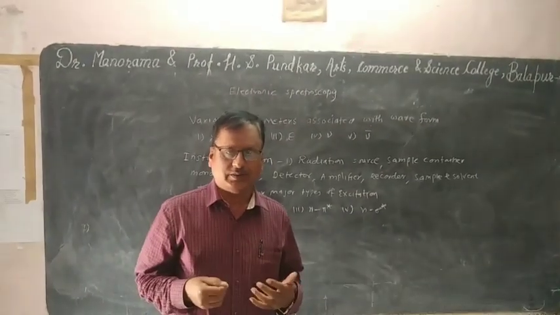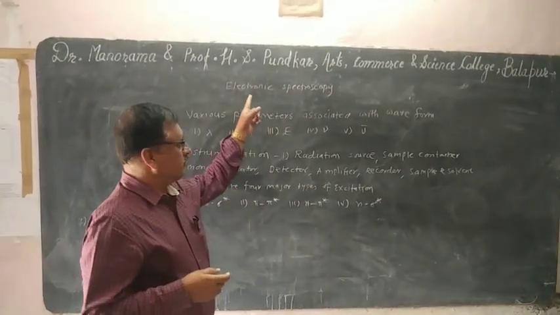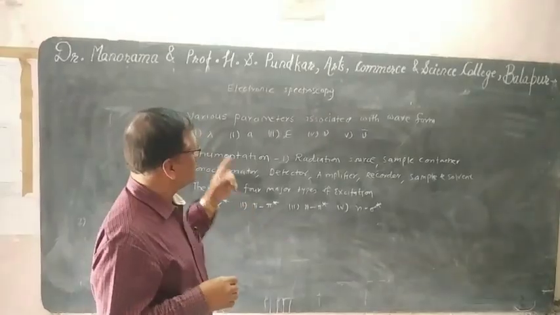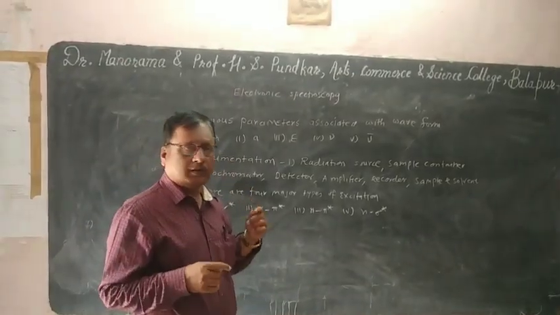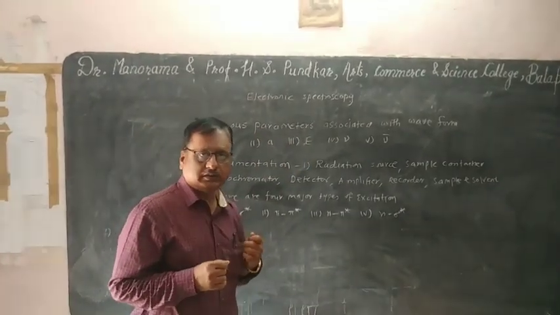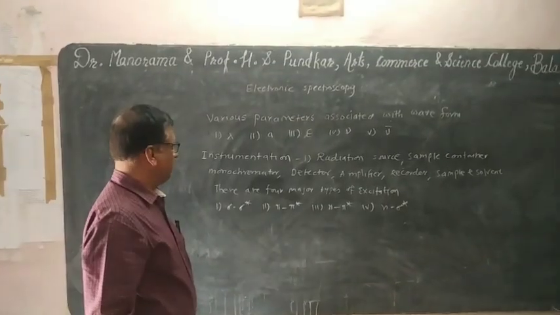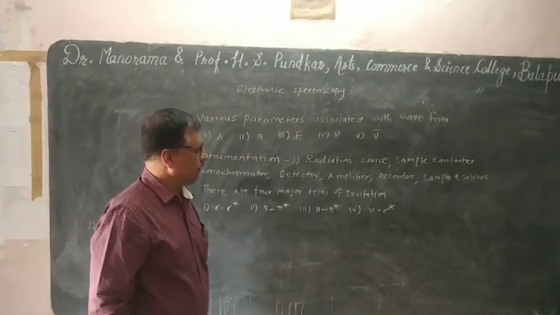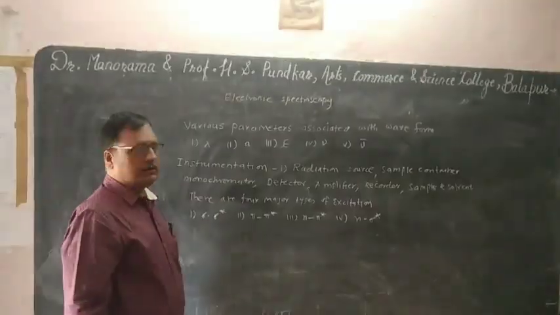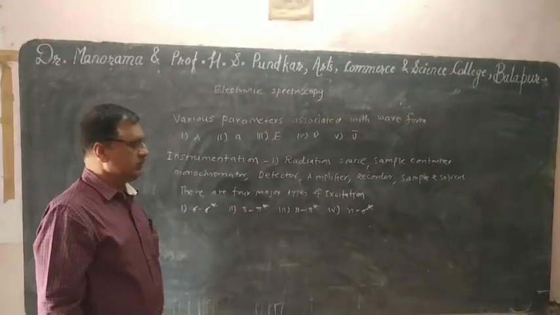Dear students, for BSc third and BSc sixth semester, we have to study spectroscopy. There are four types of spectroscopy: electronic spectroscopy, IR spectroscopy, NMR spectroscopy, and mass spectroscopy. But today, we have to see electronic spectroscopy.